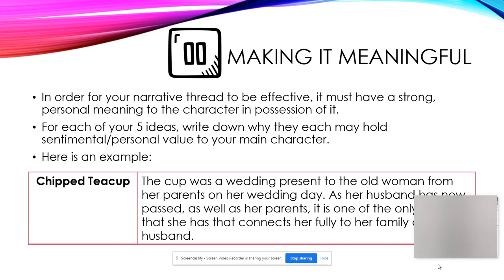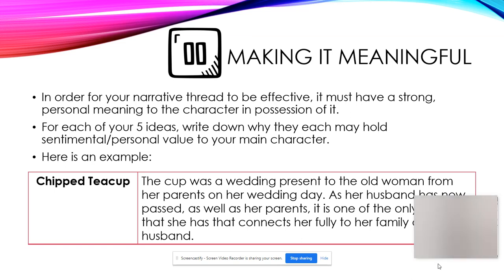And what I would like you to do again once I finish speaking is using those 5 ideas that you've come up with based on that image. Rewind the video if you need to look back to it. Write down next to those or just after them why each of those items or things has some sort of sentimental or personal value to your main character. So why do they really feel connected with that item?